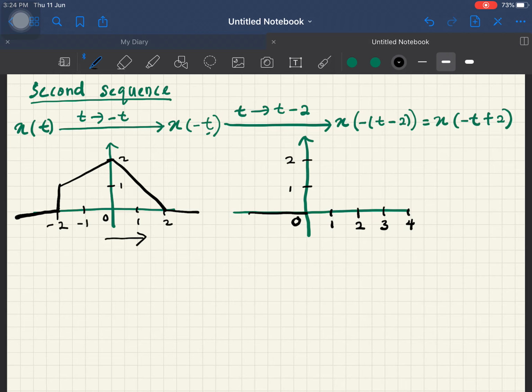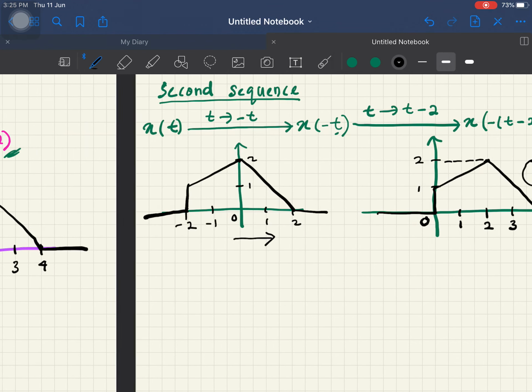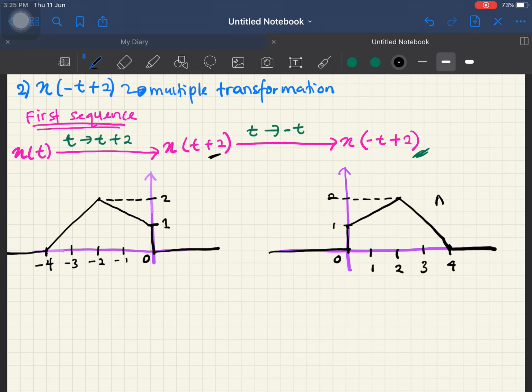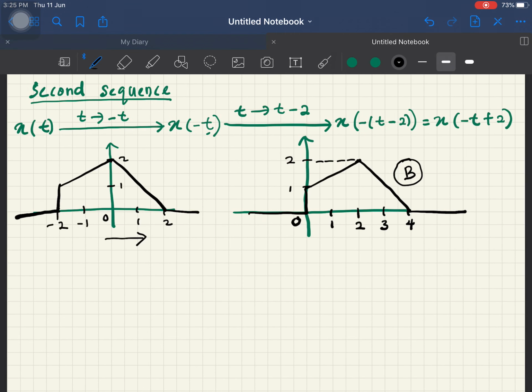So instead of at minus 2, it will happen at 0. So the peak, instead of at 0, it will happen at positive 2. So it will go up and then go like this and then go down and become 0 again. If you compare this signal, let's call this signal B, it is actually equivalent to signal A that we obtained using the first sequence.